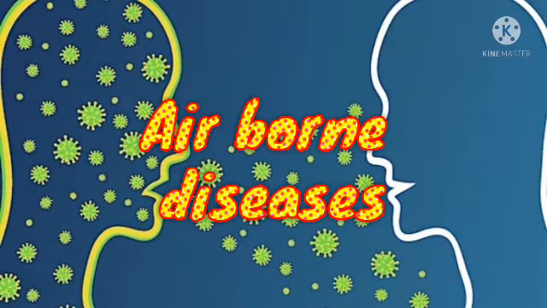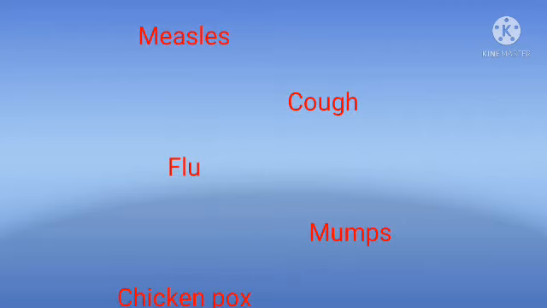Airborne diseases are spread through the air when an infected person sneezes or coughs into the air and it is inhaled by an uninfected person. The person gets infected. Examples of such diseases are measles, cough, flu, mumps, and chickenpox. These diseases are spread through the air.